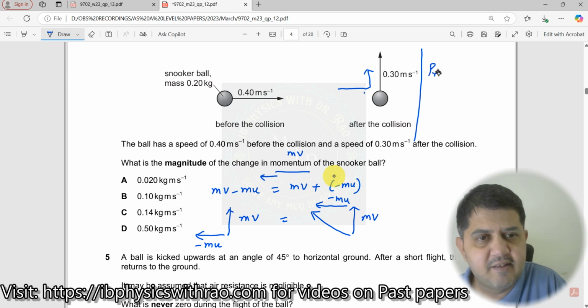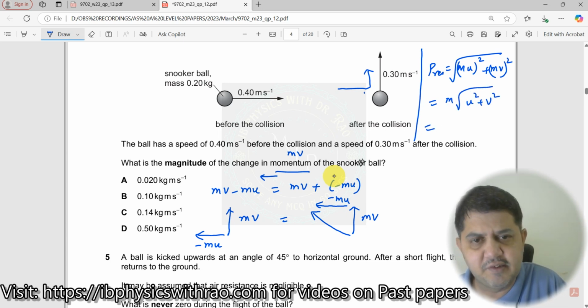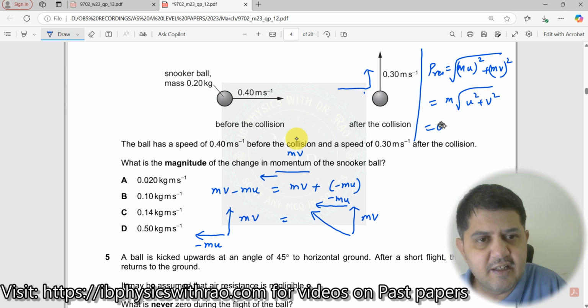I'll say P resultant will be equal to the square root of mu the whole square plus mv the whole square, because minus mu the whole square becomes mu the whole square. I get this one here, which should be m into root of u square plus v square. Now it's quite easy to do. What is m here? The mass of the ball. What is the mass of the ball over here? 0.02 kg. I'll write 0.02 into square root of 0.4 square plus 0.3 square.